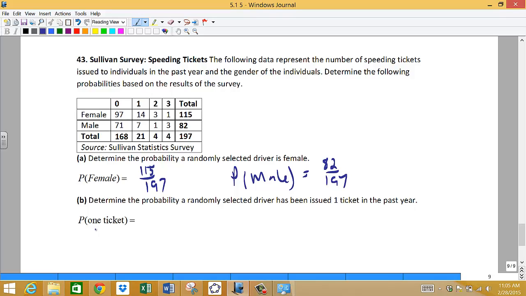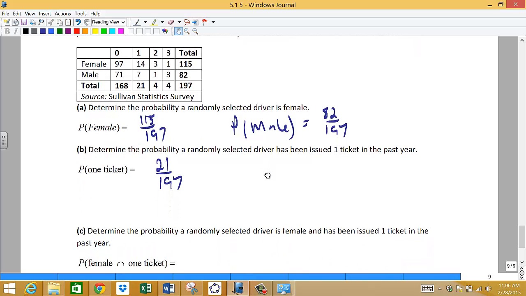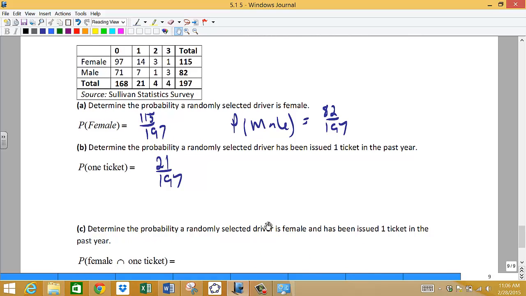Okay. What about probability of one ticket holder? Well, we had 21 of those, over 197. Okay. So what's the probability you get a female and a one ticket holder, right? The easiest way to do this is just to circle all the combinations. So we circle all the females, then you circle all the one ticket holders, and then the intersection of the two is the probability we're looking for. So that 14 over 197 is the probability that we're looking for.